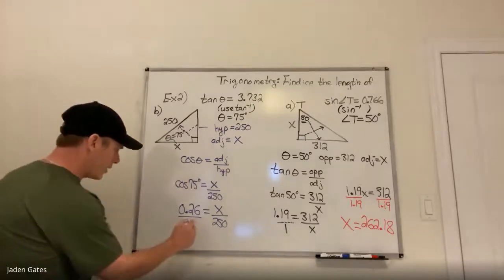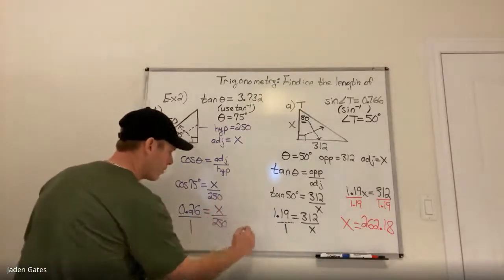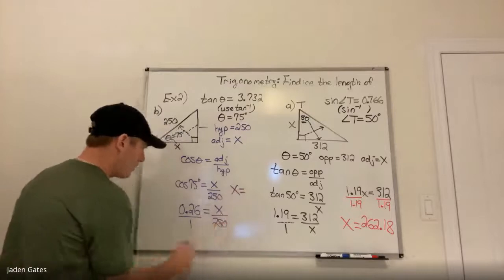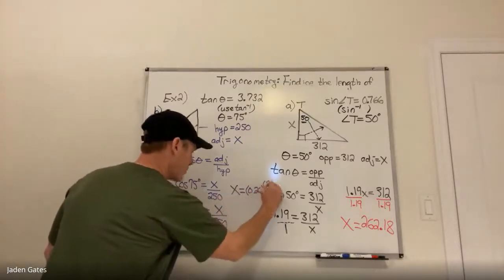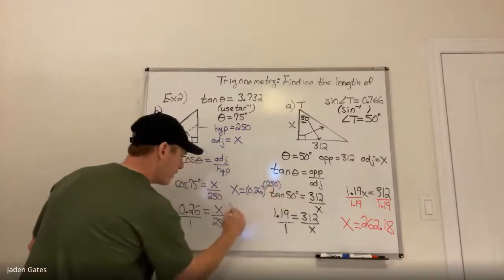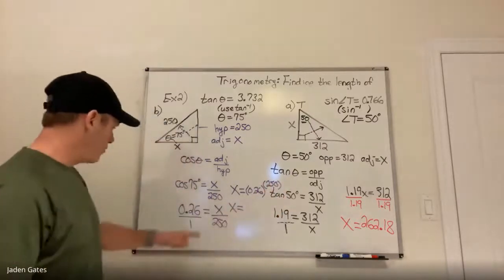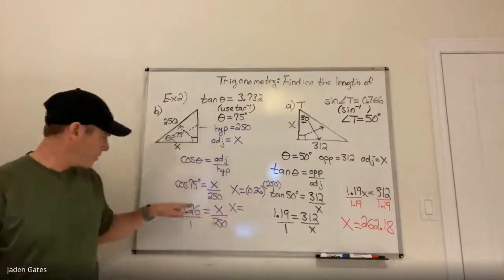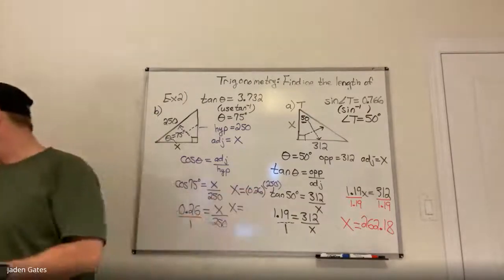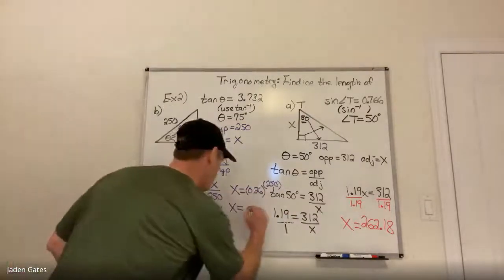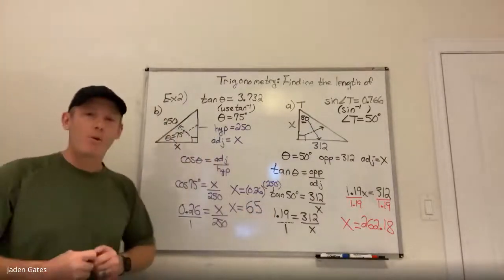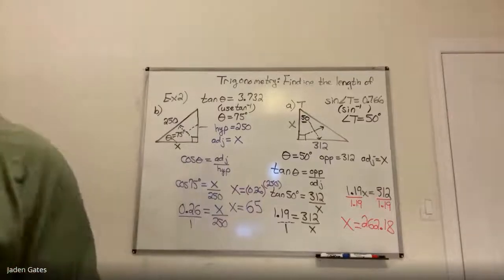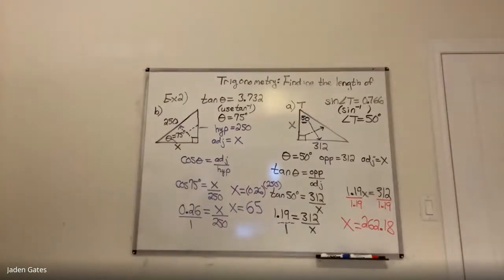So 1 times x is x, and I'm going to take 0.26 times my 250. So my x value is 0.26 times 250, and I get, whoa, a round number, 65, right on. And that is how we find the length of a side of a right triangle, because we will do non-right triangles, but these are just right triangles.